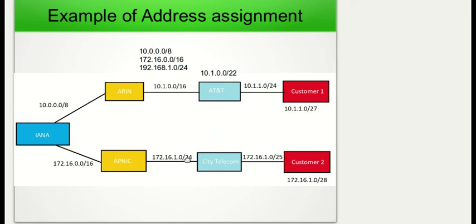AT&T would have the exact same thing. Instead of having a route, let's say, to customer 2's network, they would have a route to 172.16.1.0/24 because that's the address block that has been assigned to City Telecom. They know that any IP addresses that they assign to customers will begin with 172.16.1, and they have confidence that they can have full reachability to the customer sites that connect off City Telecom ISP. And the ISPs themselves will make use of this grouping in order to make routing inside their network more efficient.